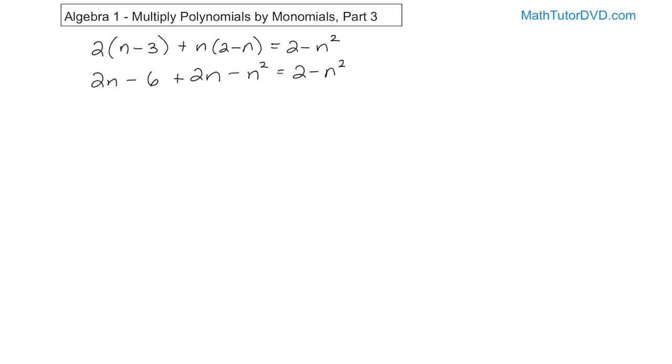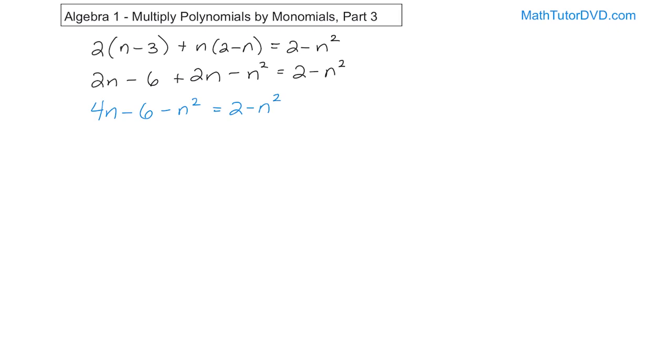Now let me attempt to collect terms on both sides. So here on the left, I have 2n and 2n. These are like terms, so I can go ahead and add those together, and 2n plus 2n is going to give you 4n, so it's going to be 4n minus 6 minus n squared on the left is equal to 2 minus n squared on the right.